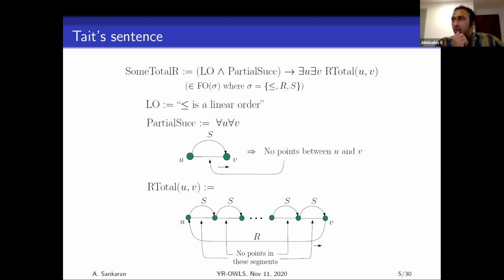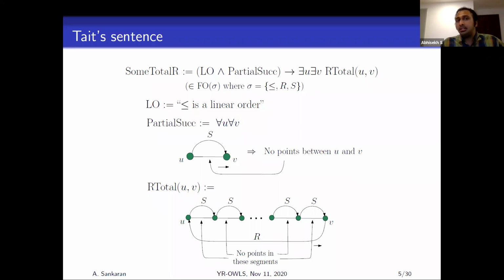Partial successor asserts that the relation S is consistent with the successor relation of the linear order, which means that whenever 2 points are related via an S relation, it is indeed the case that they are consecutive in the linear order. Okay, so that's what partial successor says. Which means 2 points which are successors could not be related via an S. But whenever they are, then it is indeed the case that S is the successor relation of the linear order. So that's partial successor.